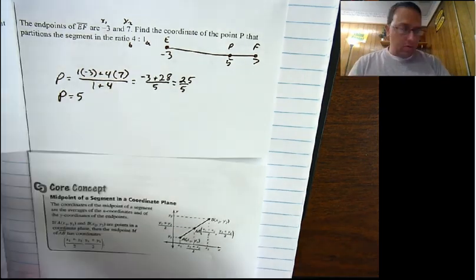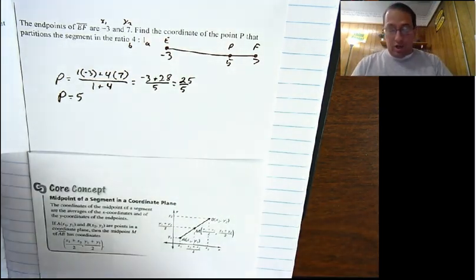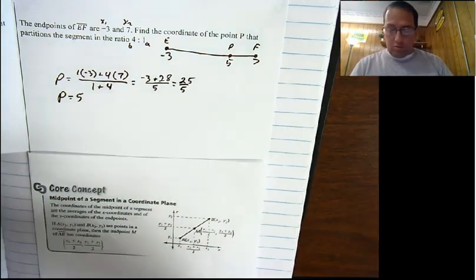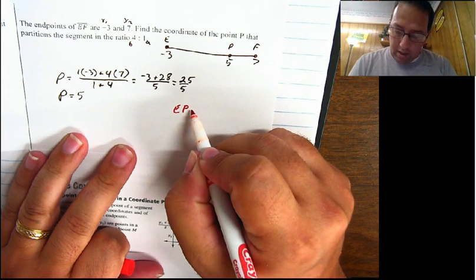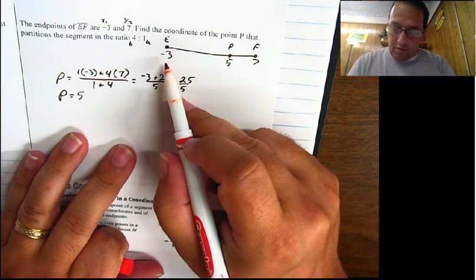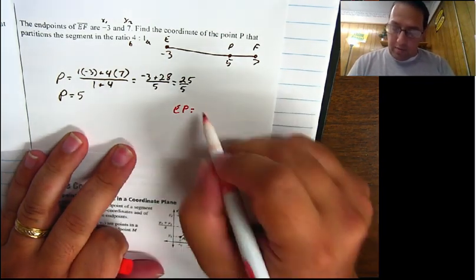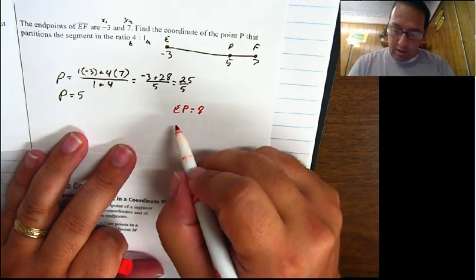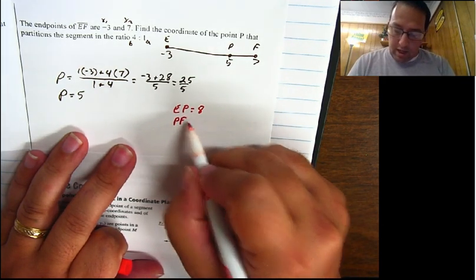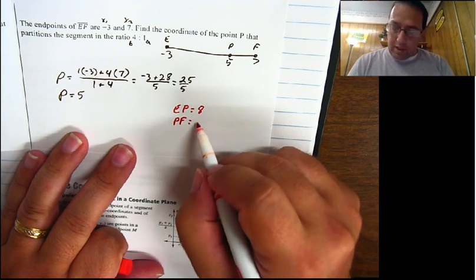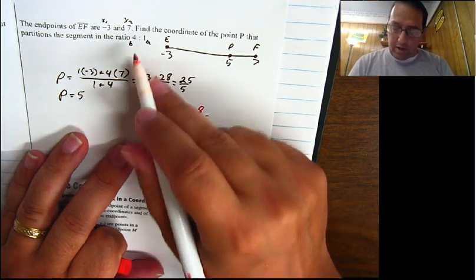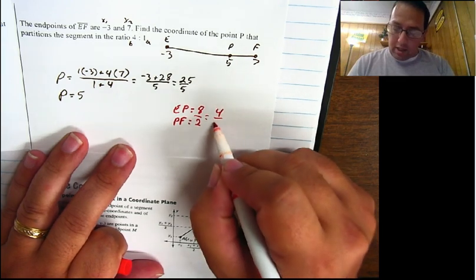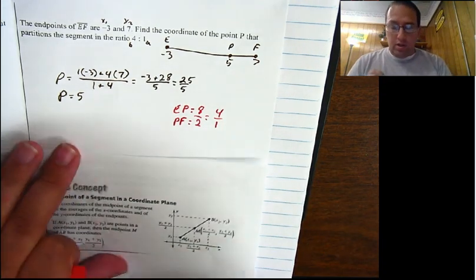Right? Okay, that's good. Let's check our work, make sure we did this right. So let's see here. The length of EP. Well, from negative 3 to 5 would be a length of 8. And PF, from 5 to 7, that would be a length of 2. So put this in our ratio, simplify that down, and yes, that is 4 to 1, so we're good.